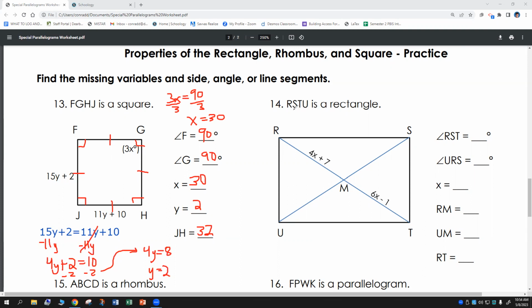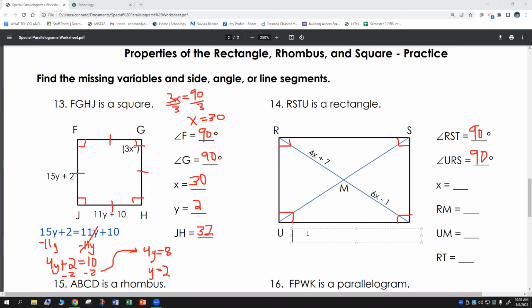All right, RSTU is a rectangle. So we know the 4 angles of a rectangle are 90 degrees. So angle RST, that's 90. Angle URS, that's 90. All right. Since this is a rectangle, we also know it's a parallelogram. So we can set right all 4 of these pieces, RM, SM, UM, and TM. They're all equal to each other.